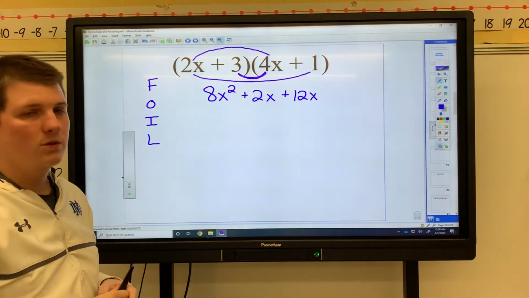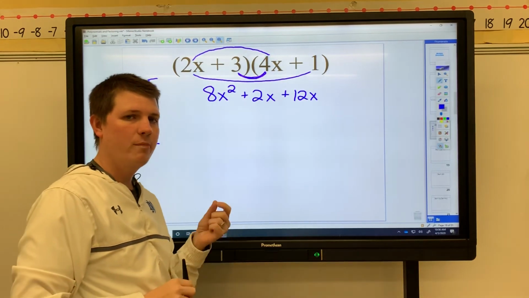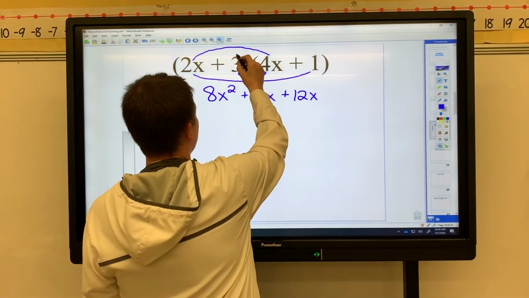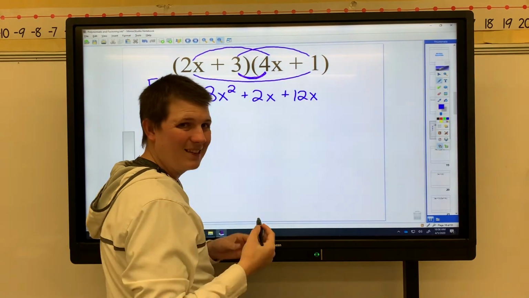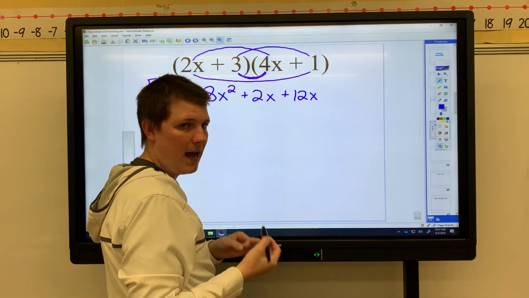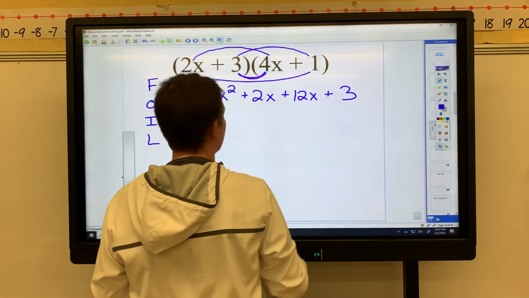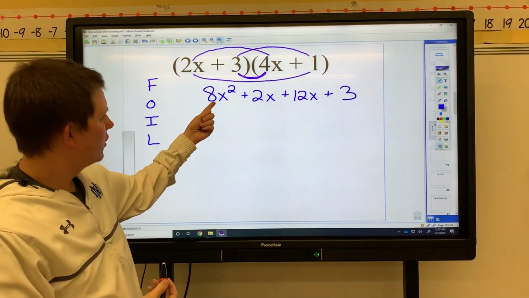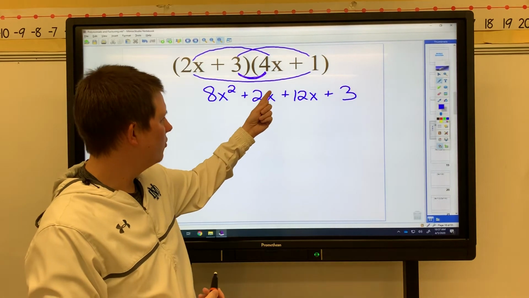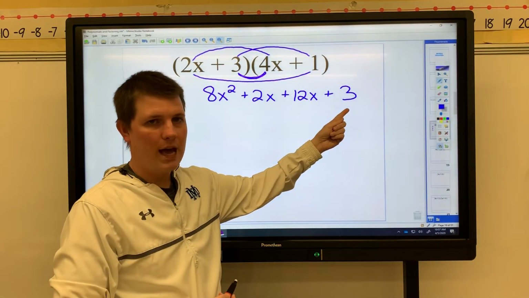L is the last ones, the ones that are last in both binomials, which would be 3 and 1. Those are at the last spot. They're in the last spot in each binomial. 3 times 1 is 3. First two, outside two, inside two, last two.